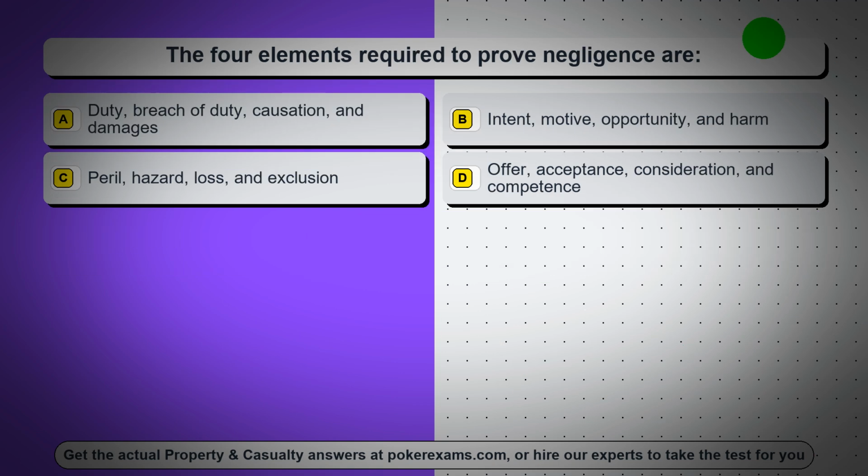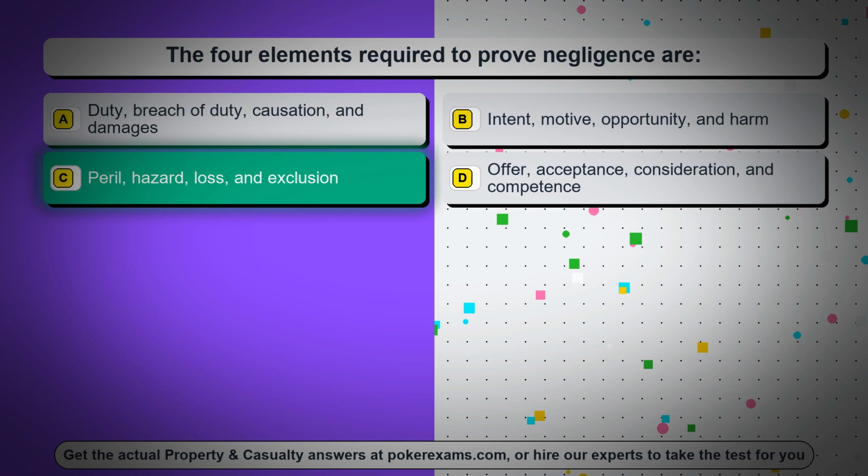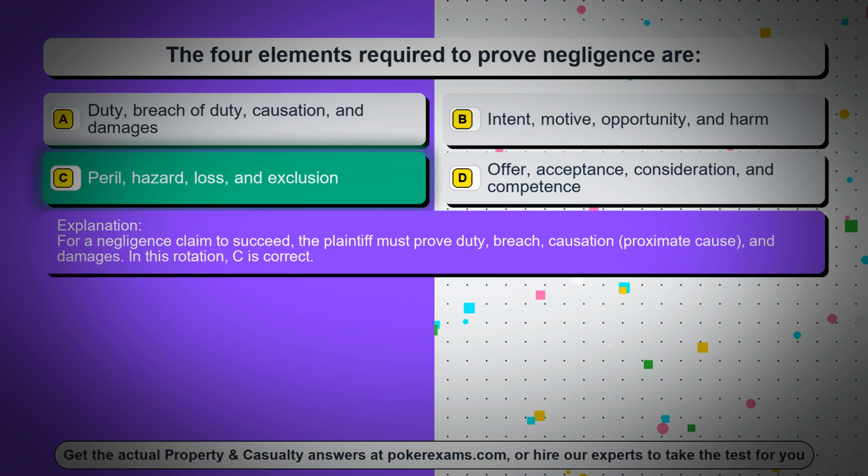Question 16. The four elements required to prove negligence are: Option A, duty, breach of duty, causation, and damages. Option B, intent, motive, opportunity, and harm. Option C, peril, hazard, loss, and exclusion. Option D, offer, acceptance, consideration, and competence. The correct answer is option C, peril, hazard, loss, and exclusion. For a negligence claim to succeed, the plaintiff must prove duty, breach, causation, proximate cause, and damages. In this rotation, C is correct.